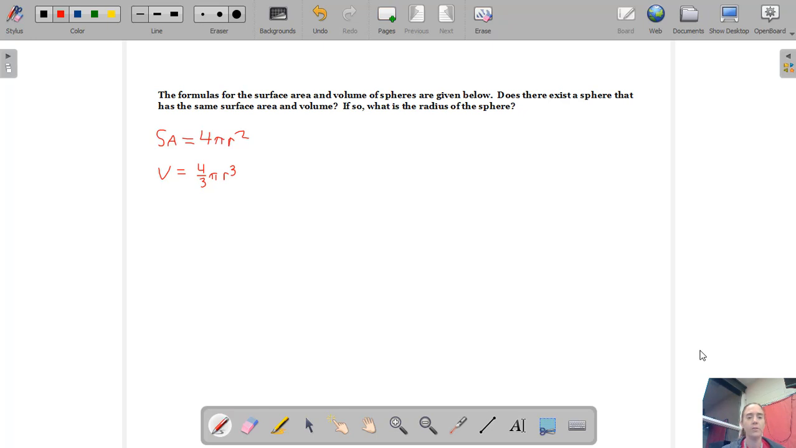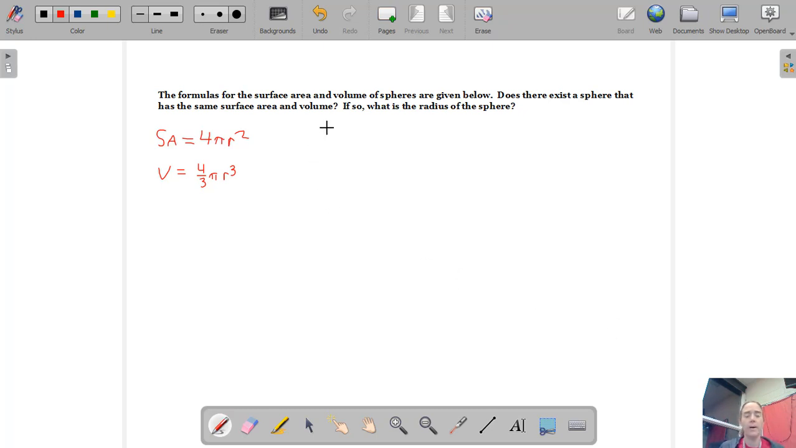So it says the formulas for the surface area and volume of spheres are given below. Does there exist a sphere that has the same surface area and volume? If so, what is the radius of the sphere? Okay, so on this type of problem, if they're asking if there's any time that two equations will have the same solution, what you're going to do with that kind of a story problem is you're going to set them equal to each other and then solve.